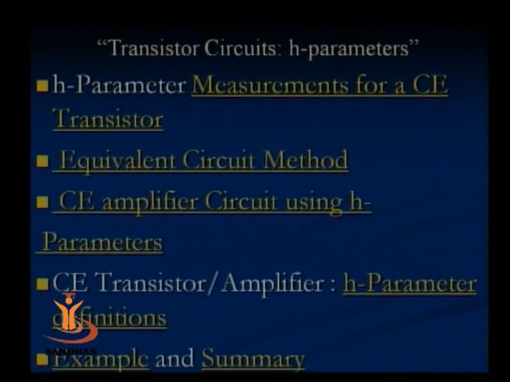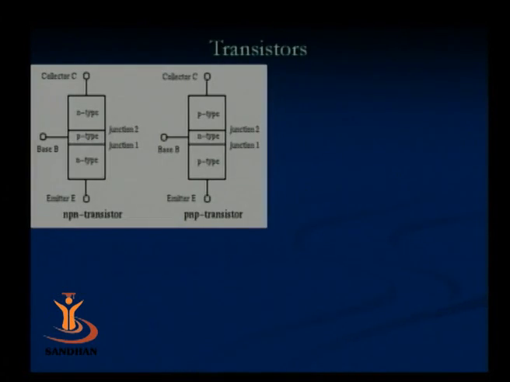Another method, such as the equivalent circuit method for a common amplifier circuit using H parameters, we will also discuss, and finally some definitions regarding the common emitter transistor amplifier. At last we will take one example, and we will go for the summary of what we have discussed today and what the outcomes are. So I am first of all introducing you to the transistors, as we know very well.